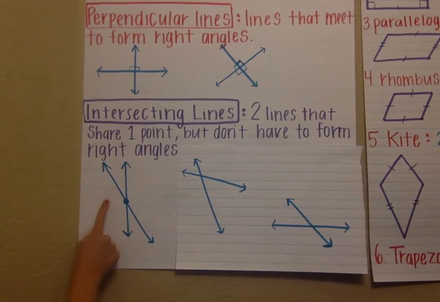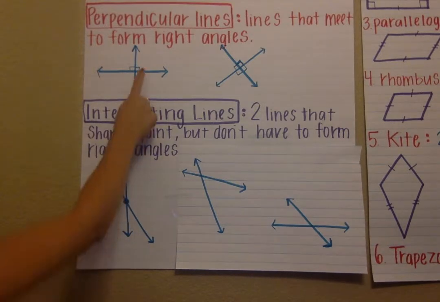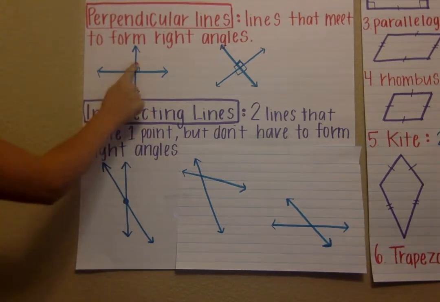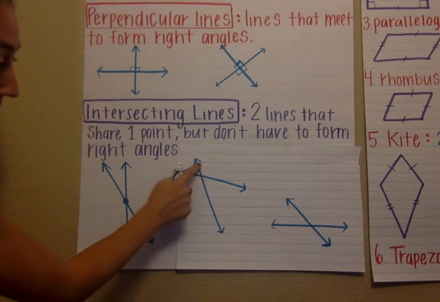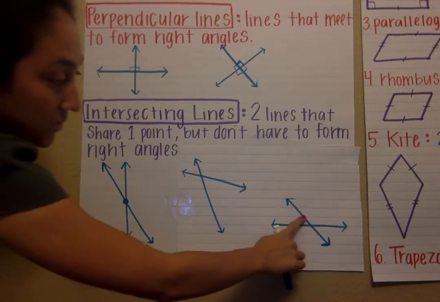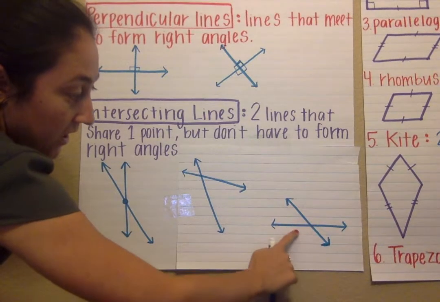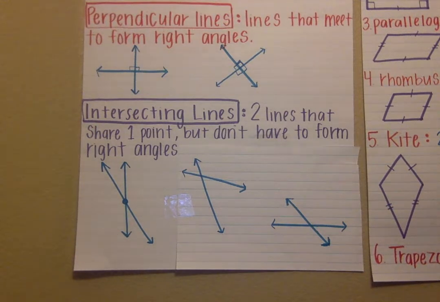You can see that the angle here is much bigger than the angle here, whereas all 4 of these are all equal. Again, these 2 sides are much bigger, and then these ones are much smaller. Again, these ones are much bigger, and then these ones are much smaller. So these are called intersecting lines. Intersecting lines do not have to form right angles.